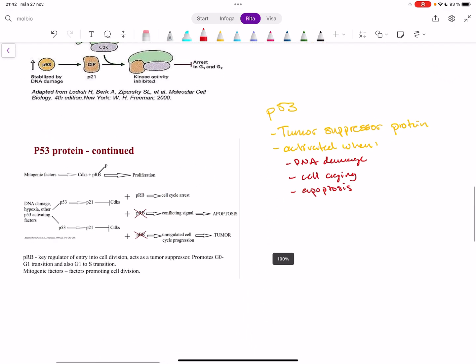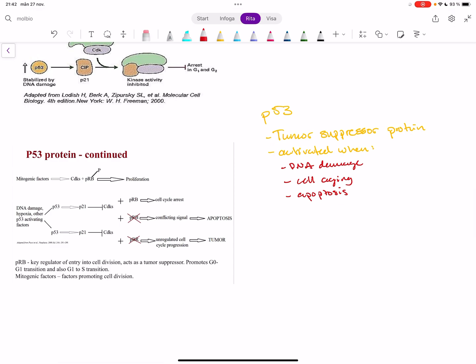Now, let's talk about P53. P53, put simply, is a tumor suppressor protein, and it is activated when there's DNA damage, cell aging, and apoptosis. When the cell is healthy, normal, there will be some levels of P53, but it will not do anything really, because P53 is just there to guard and protect the cell. So when there's DNA damage or cell aging, or when the cell needs to do apoptosis, then P53 is activated.